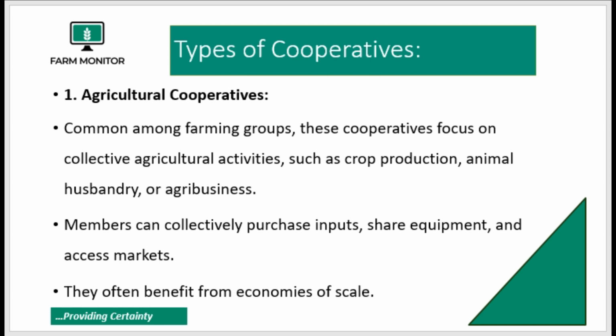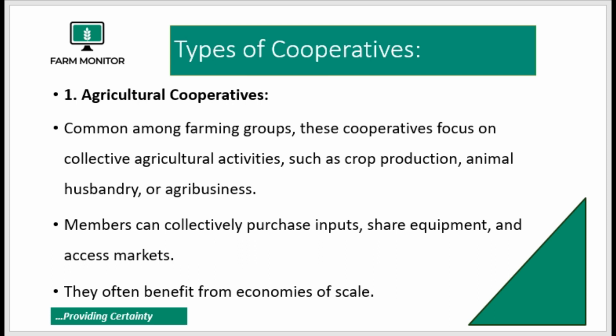Some disadvantages of these agricultural cooperatives is that they may face challenges related to decision making, coordination, and resource allocation when there are a large number of members. So governance and leadership can become complex when a cooperative has diverse range of agricultural activities also. So most times it's advisable to stick to one form of agricultural activity.